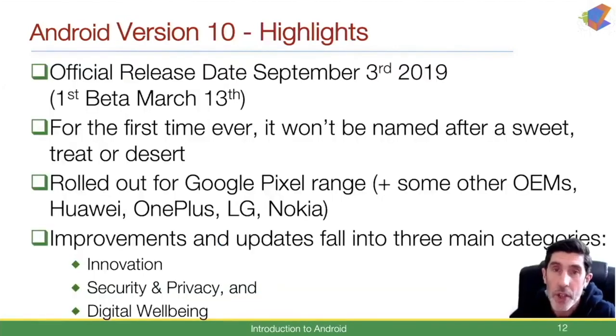So to look at some of the highlights for version 10, we have the official release date there, September 3rd, 2019, and the first beta there, March 13th, so roughly, again, around a 6 month turnaround time. And this is what I was alluding to earlier. For the first time ever, it won't be named after a sweet, treat, or dessert. So we're going with version numbers from now on. So it's going to be Android 10, even though it's temporarily been referred to as Q.